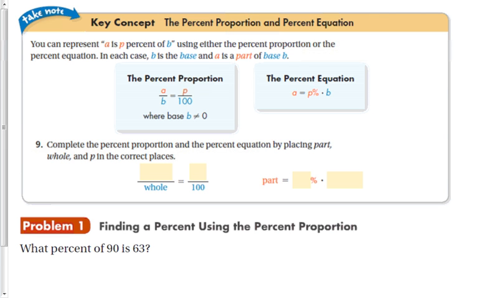So we can think of A as the part, and then our percent P goes there, or we can think of it as our P percent times our whole.